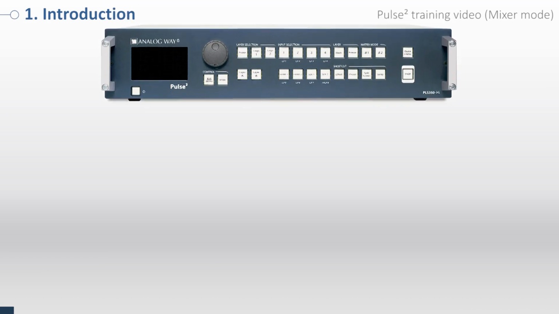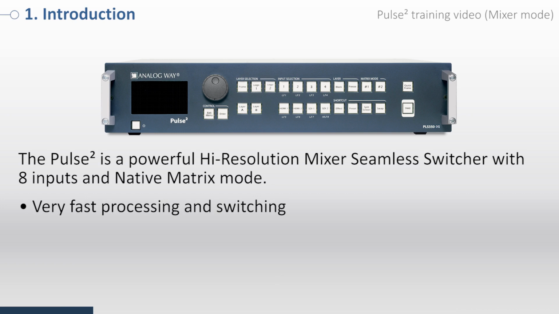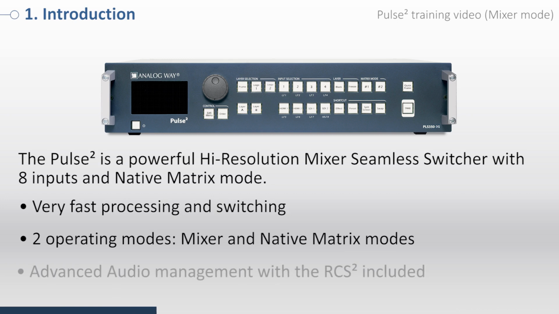Introduction. The Pulse² is a powerful, high-resolution mixer seamless switcher with 8 inputs and native matrix mode. Pulse² features very fast processing and switching. 2 operating modes are available, mixer and native matrix modes. Advanced audio management with the RCS2 is also included.